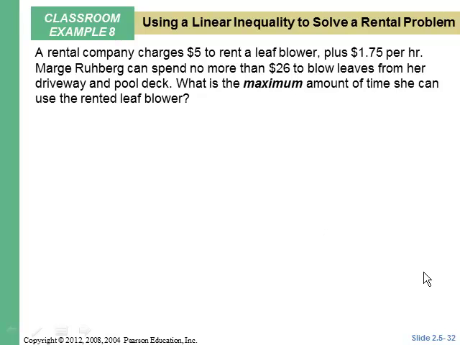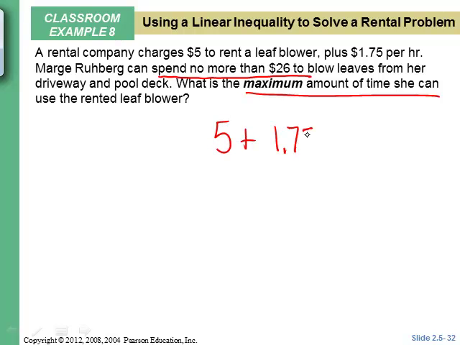So let's look at the example here. A rental company charges $5 to rent a leaf blower plus $1.75 per hour. Marge Ruberg can spend no more than $26 to blow leaves from her driveway and pool deck. What is the maximum amount of time she can rent the leaf blower? Okay, so it's $5 plus 1.75 per hour, 26. She can spend no more than. So in other words, it's going to be less than or equal to $26.